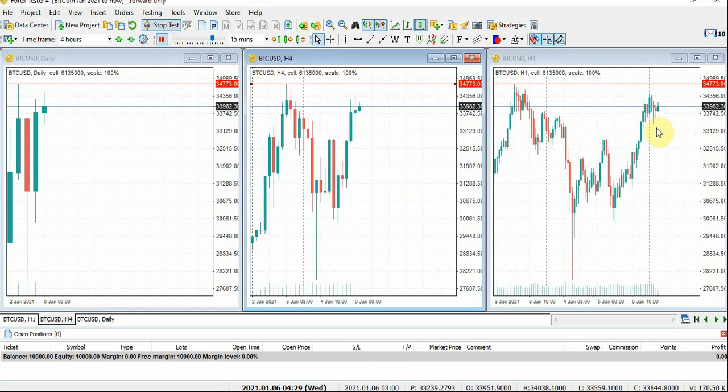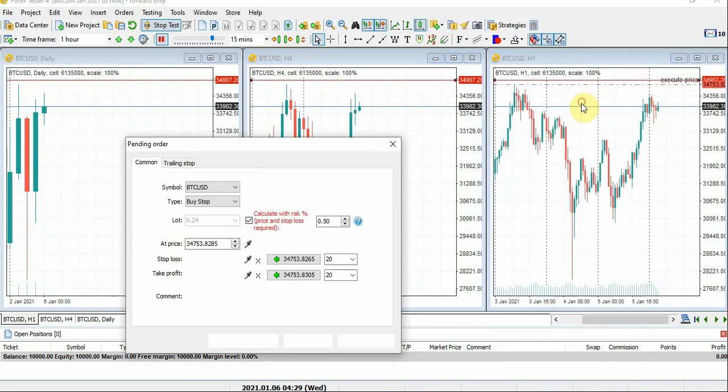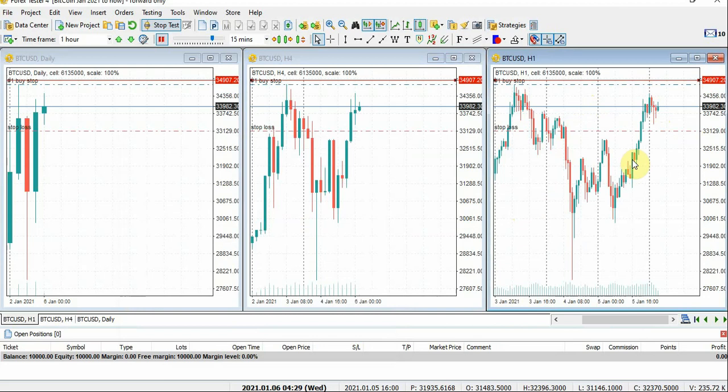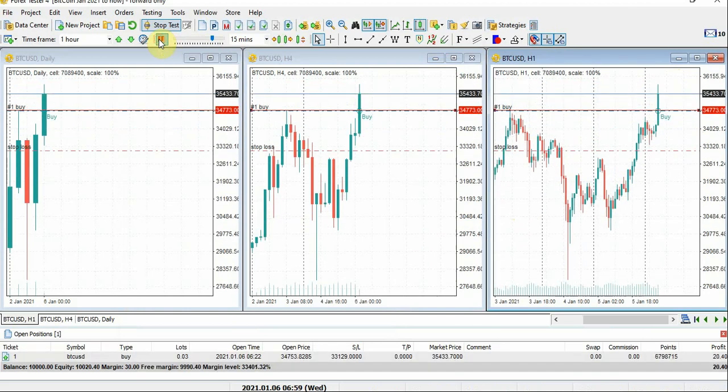So let me just place an order. Sorry, let me just move this level. Buy stop. Stop loss is going to be at 33,129. Place the order. Now we can put this back down here, and let's see if we get triggered with this kind of trade. Oh, okay, we're engaged.